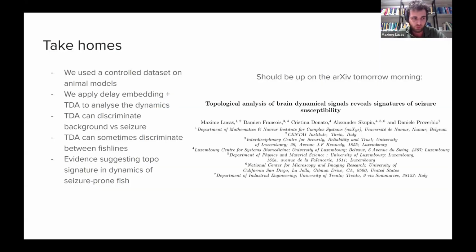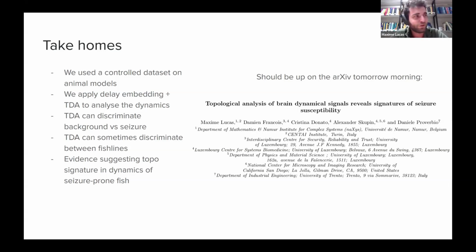Okay, so in this case, these are the take-homes. We used a controlled data set on animal models, and we applied a combination of time delay embedding and TDA. This has been used in other cases, we know it can differentiate between different types of dynamics, especially from simpler models. But it was nice to see it in use and being able first to discriminate between background and seizure, and sometimes between fish lines under very specific lenses. And then finally, seeing that maybe there's some topological signature that we can see from fish that are seizure prone.